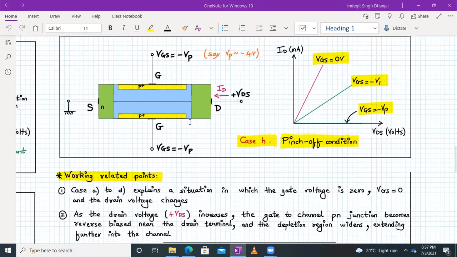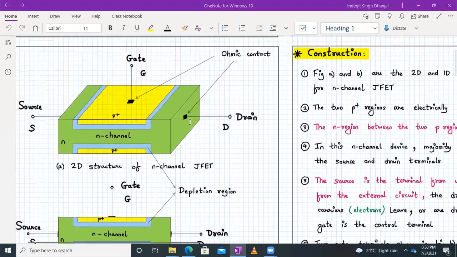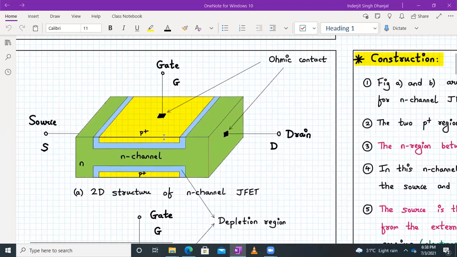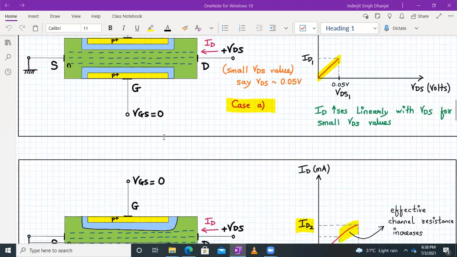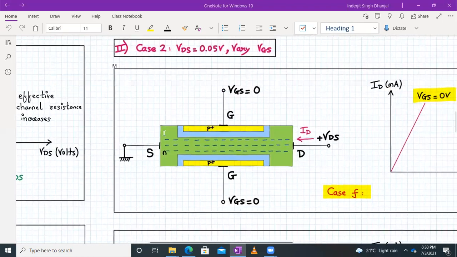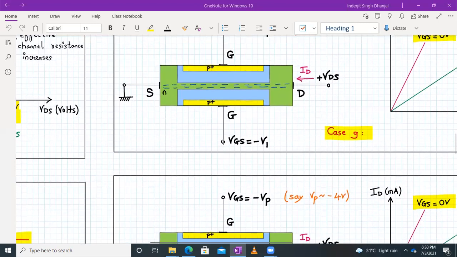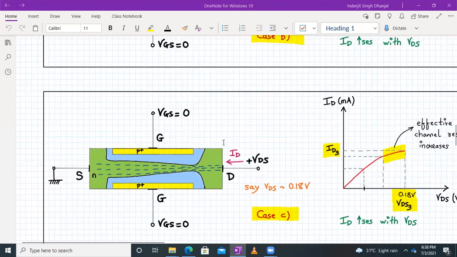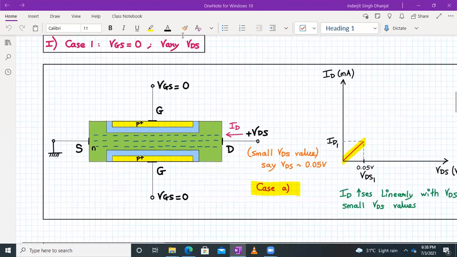Okay, so we will revise what we have done so far. First we analyzed the construction of the JFET, the 2D structure. Then we saw how to convert it into a 1D structure. One more thing I want to say is that because both the gate terminals are the same, the channel thickness is changing symmetrically at both the places. Next we have seen the first condition, that is varying the value of VDS when VGS is kept at 0 volt.